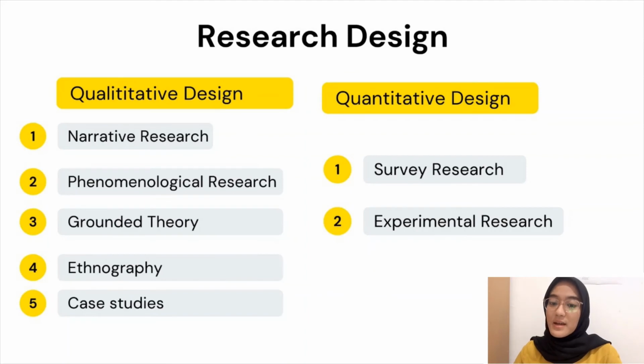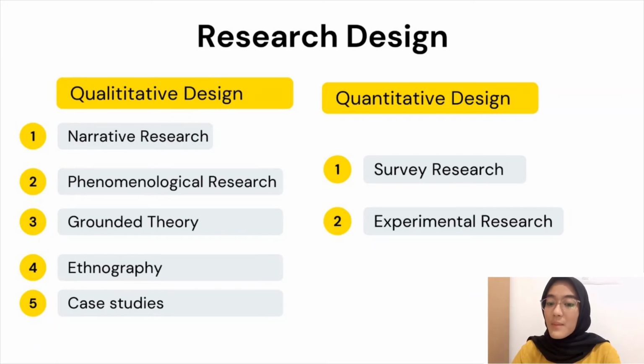Research design. Research designs are types of inquiry within qualitative, quantitative, and mixed methods approaches that provide specific direction for procedures in a research design. Quantitative design. There are several quantitative approaches. I will focus on two designs, survey and experiment.